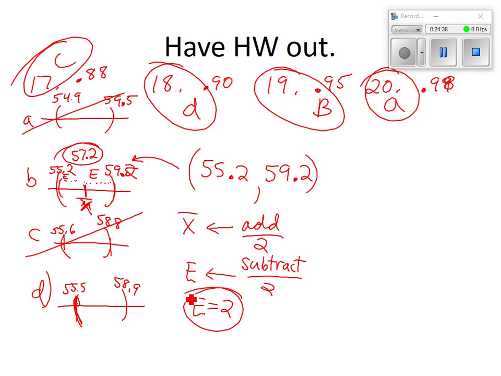What would we do down here on this one, D, since I didn't mark it out? How could we find X bar? What are you going to do with these two numbers? Add them together, divide by 2. What are you going to do to find the margin of error, how far it is from X bar over to here? Subtract them and divide by 2.